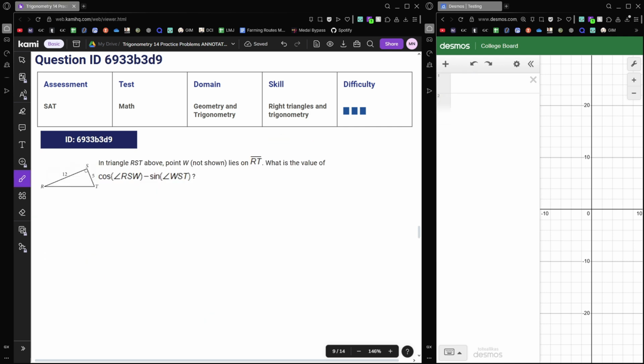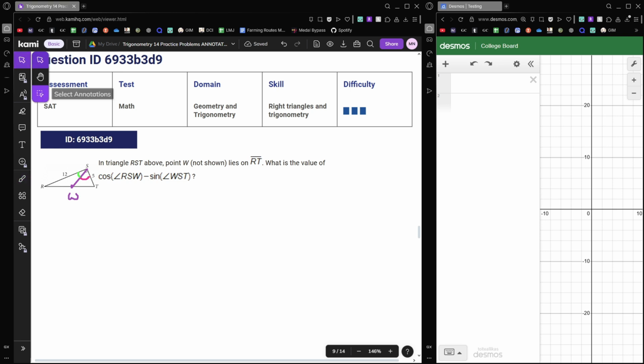Question number 9. In triangle RST above, which is really to the left, point W, not shown, lies on line RT. So let me just draw a random point, and we'll call this point W. What is the value of cosine of angle RSW minus the sine of angle WST? So here, to get these two angles, we're going to need to draw a line from point W to point S. And then they're asking us to find the cosine of angle RSW. So RSW, that's this angle right here, minus the sine of angle WST. So WST, that's this angle right here.